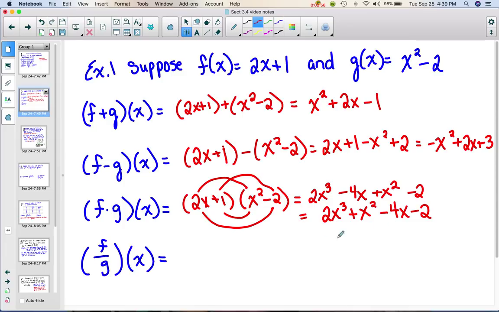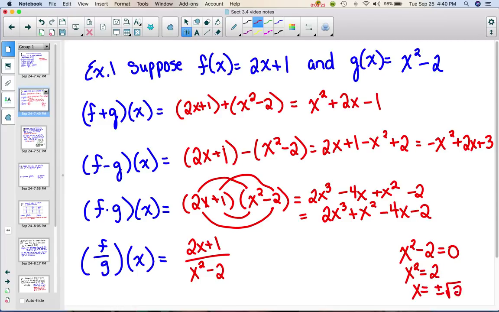So for this last one, f of x divided by g of x is what I'll end up with. But now we have to consider that the denominator cannot be 0. So off here to the side, I'm going to have x squared minus 2 equal to 0. So then we get x squared equals 2. So x equals plus or minus the square root of 2. So then I would need to say x not equal to plus or minus the square root of 2, because that's what would make the denominator 0. So I have that additional restriction on the domain because of that.